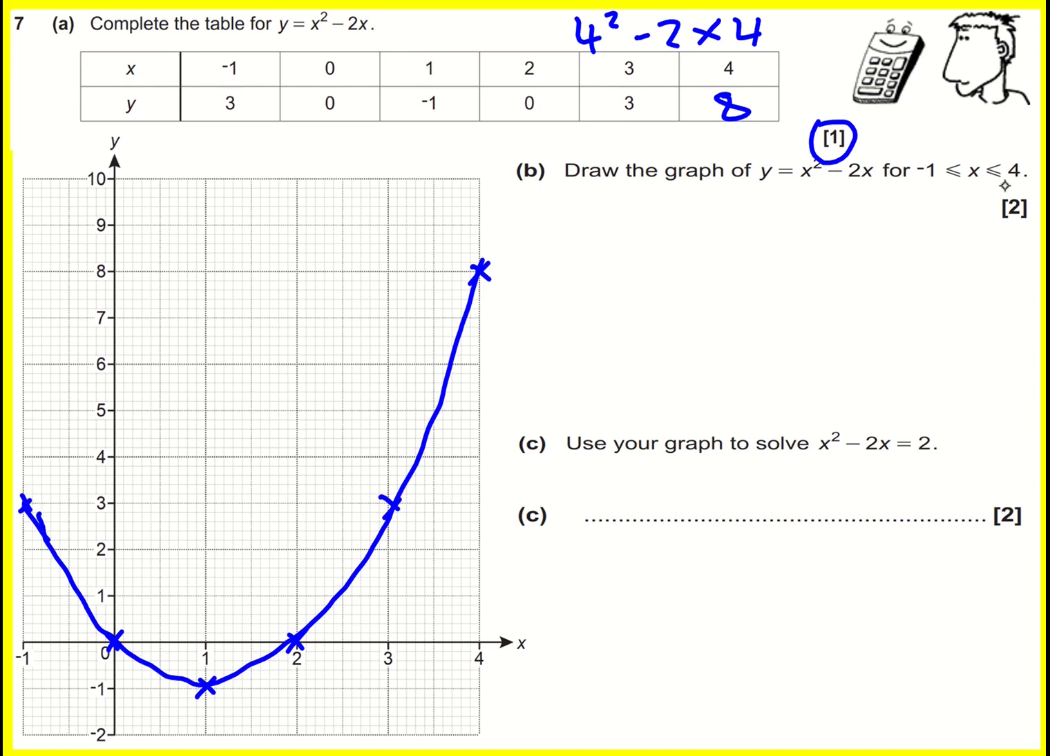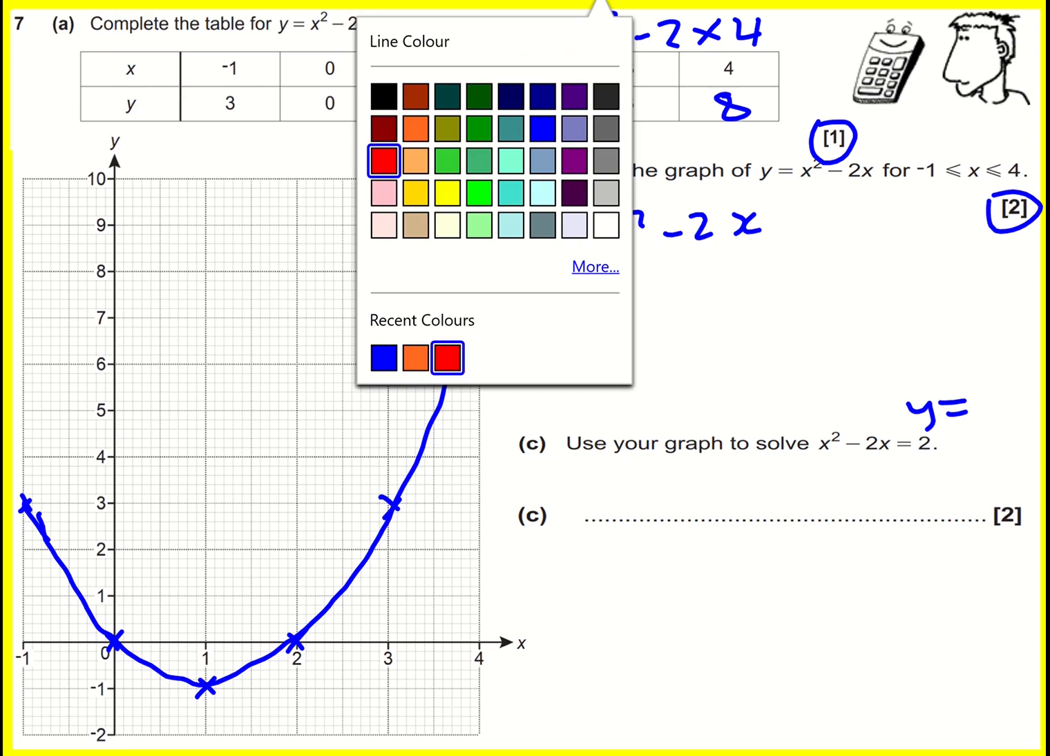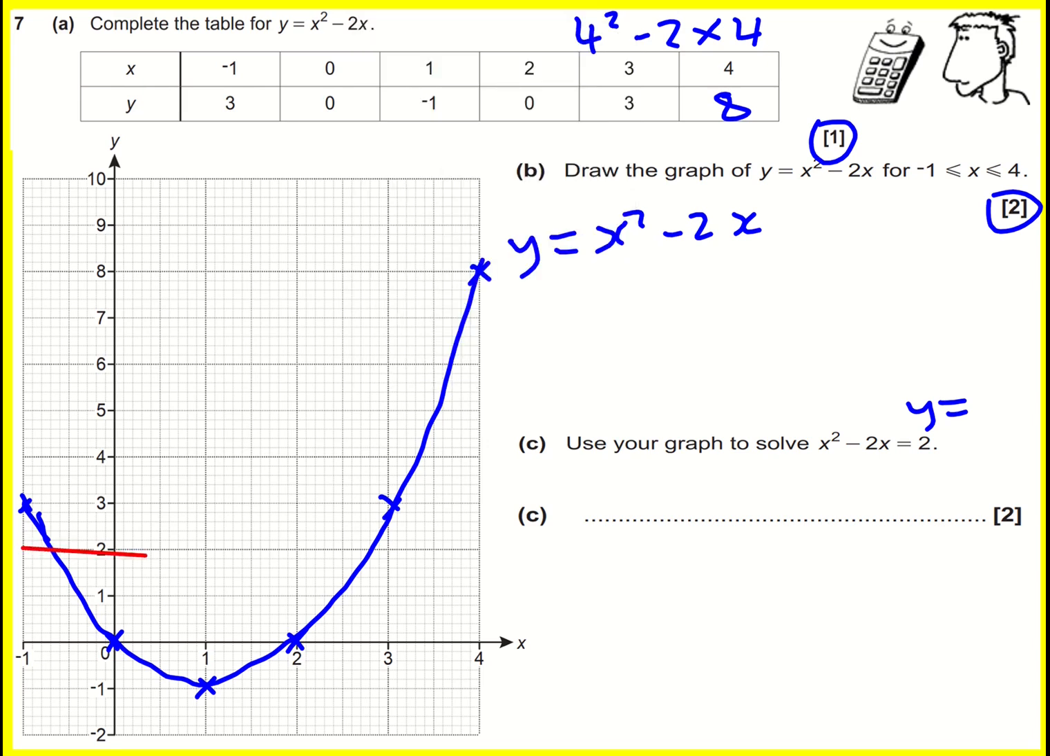Okay, nice one. Next, use your graph to solve x squared minus 2x equals 2. Well, we have essentially y equals x squared minus 2x. So if I draw y equals 2, and I find out where they cross, that solves this question. So y equals 2 is in fact this line here.